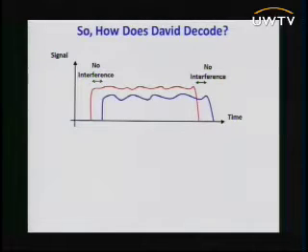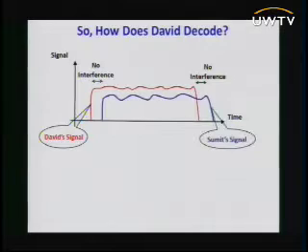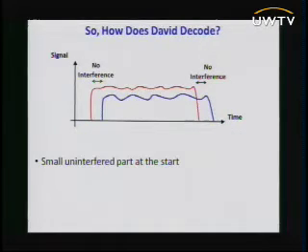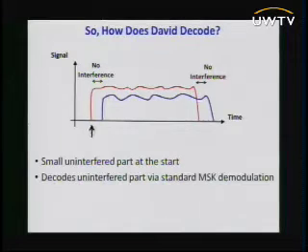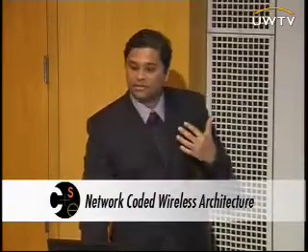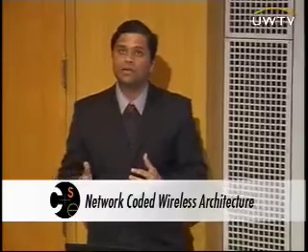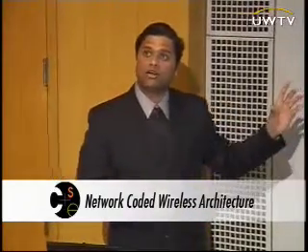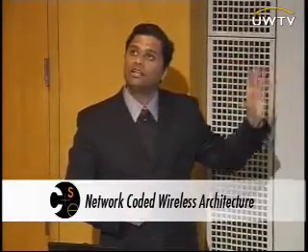How does David decode this packet? Remember, the red signal is David's signal, and the blue signal is Sumit's. As you can see, there is a small uninterfered part at the start. So David decodes this using standard MSK demodulation. Now when he reaches the interfered part, he notices that there is a large variation in the energy he is seeing in the signal. So he declares interference and then switches his decoding algorithm. This is the key contribution of analog network coding, and let me zoom in on what's going on here.